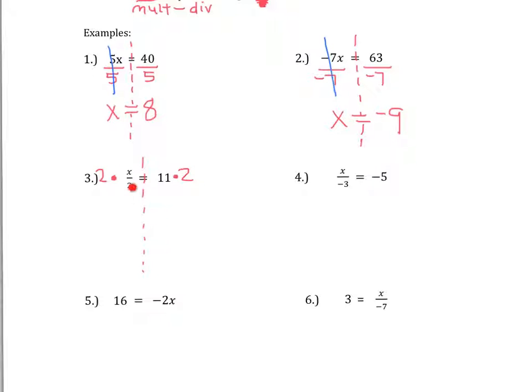Now here on the left, I'm going to write 2 as a fraction, because here's a fraction. When I write 2 as a fraction, that would be 2 over 1. And now I can cancel the 2's, because one's on top and one's on the bottom. I'm left with x equals, and on the other side I don't need to write it as a fraction. It's just 11 times 2, which is 22. And that's the solution, and you can check it. If I take 22 and put it right here, 22 divided by 2 is 11.